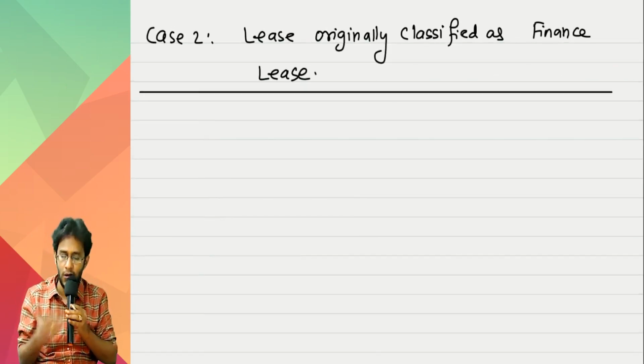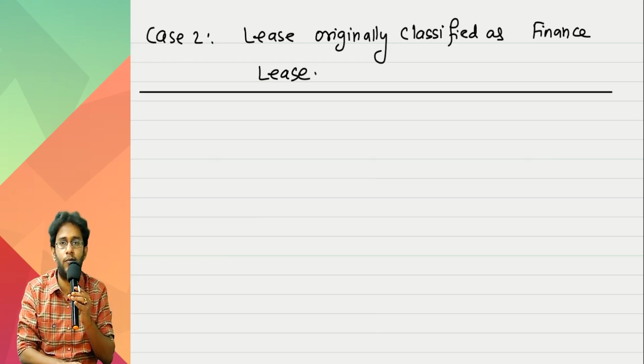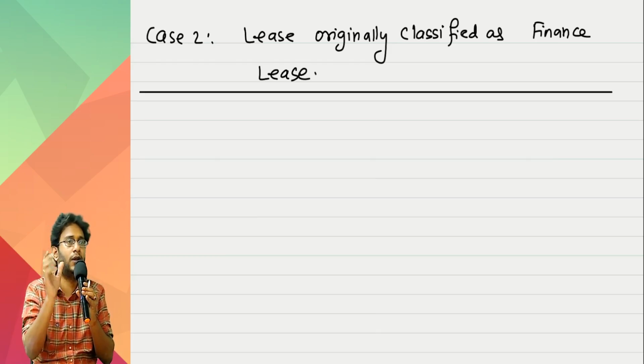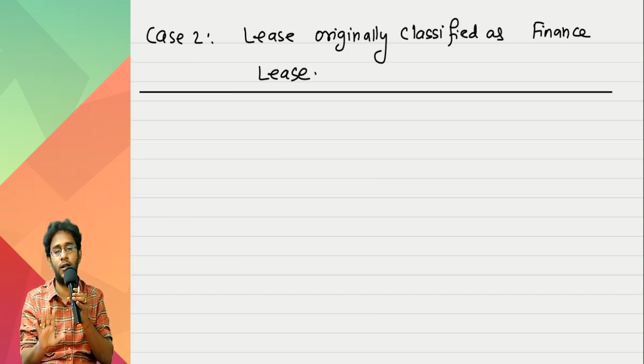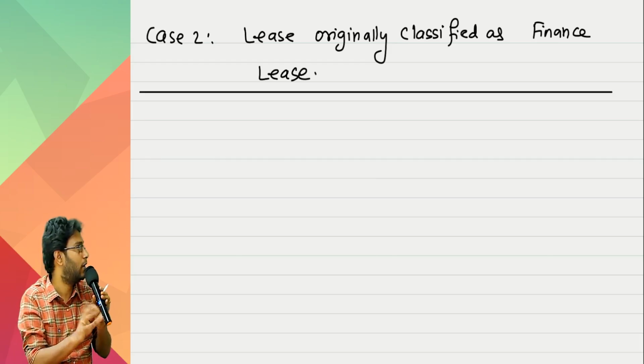From the lessor's point of view, the asset is already removed from my books. What is appearing in my books? Lease receivable is appearing. I am already doing the amortized cost method for my lease receivables. The asset is not there in my books. At that stage, a modification happened.